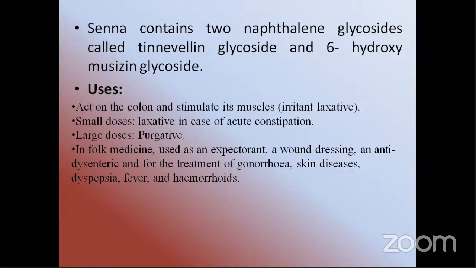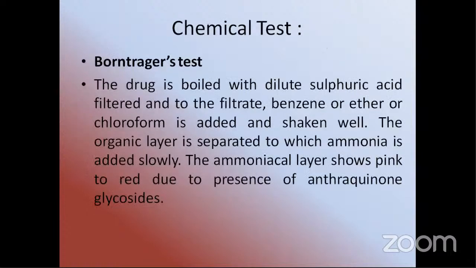Next is the chemical test. The main chemical test is the modified Borntrager test and the Borntrager test. For anthraquinone glycoside, the main chemical test is the modified Borntrager test. In the Borntrager test, the leaves of senna are extracted with or boiled with dilute sulfuric acid, and extract is prepared. To the filtrate, benzene, ether, or chloroform is added, and there will be two layers, from which the organic layer is separated. To the organic layer, ammonia is added slowly. The ammoniacal layer will show pink or red color due to the presence of anthraquinone glycoside.